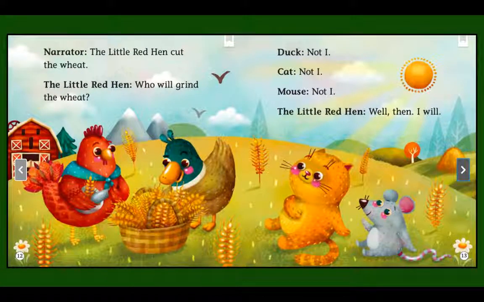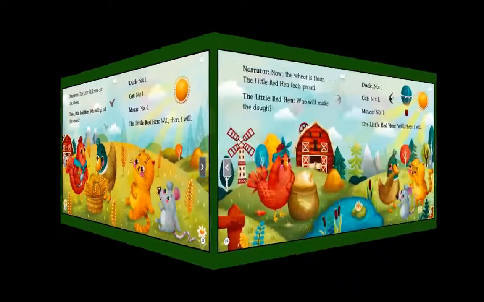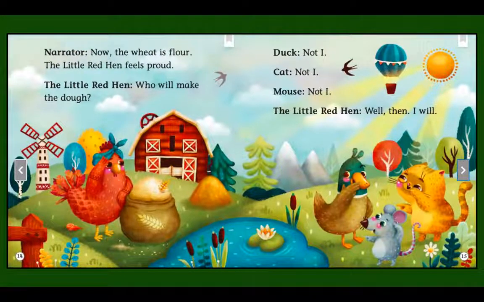The Little Red Hen cut the wheat. Who will grind the wheat? Not I. Well then, I will. Now the wheat is flour. The Little Red Hen feels proud. Who will make the dough? Not I. Not I. Well, then I will.